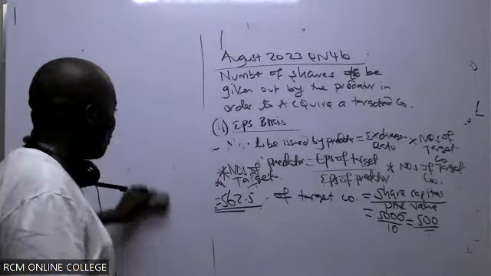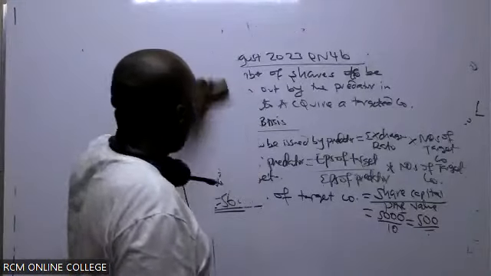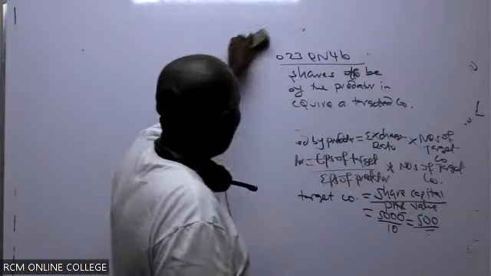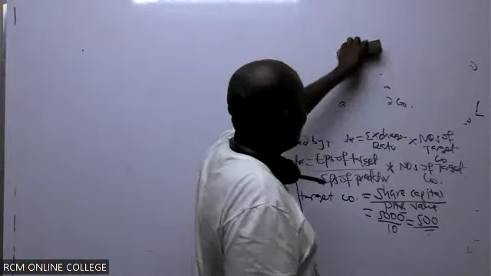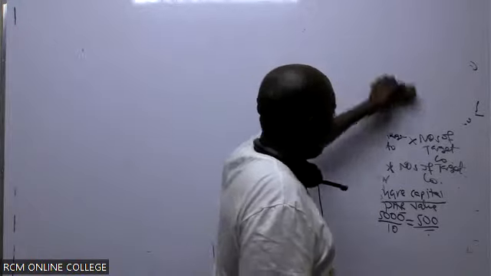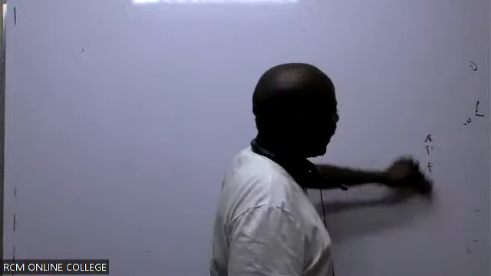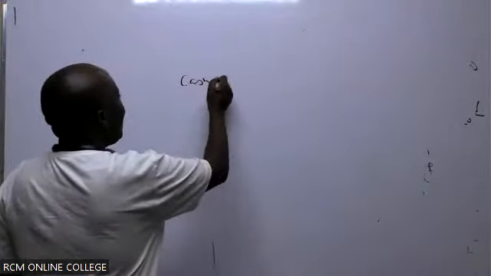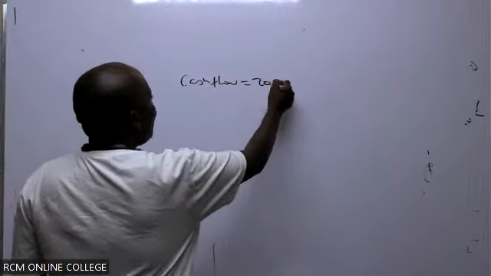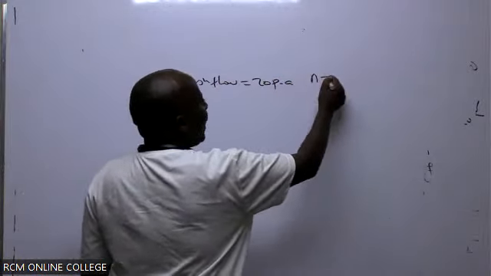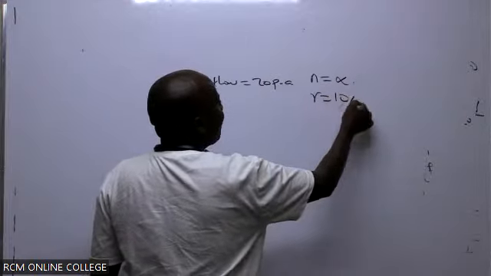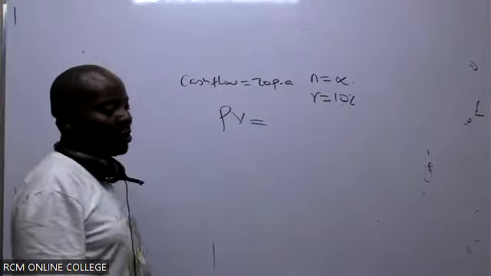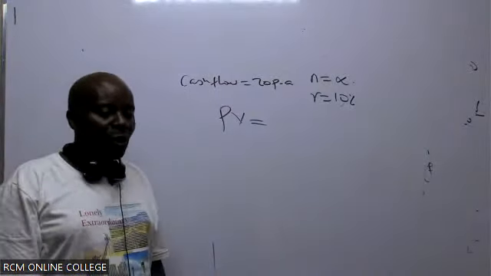Let me start by asking you a question. If, ladies and gentlemen, somebody promises you Kenya shillings 10 million every year, indefinitely. So you're given here a cash flow of 20 per annum, and then N is indefinite, and R is 10%. Is there anybody who can give me the present value?